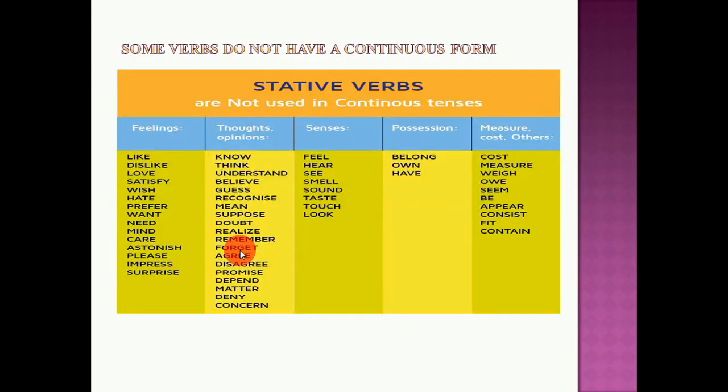There are some verbs which we call stative verbs in English. We can never use them in the continuous tense. This is a list of the stative verbs. We can't use them in the past continuous tense. Okay, for example, we don't say I was liking. We say I liked, it is used only in the past simple tense, or I like, it is used only in the present simple tense. Clear?